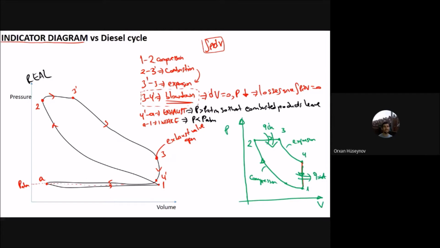This is the diesel engine. Diesel engine is like this one. You have the heat addition, you have the expansion, you have the Q out at constant volume, and then you have the compression stroke. Okay. You can see that Q out at constant volume.